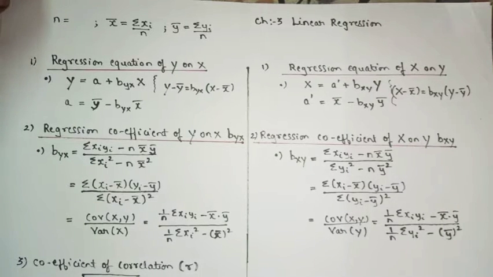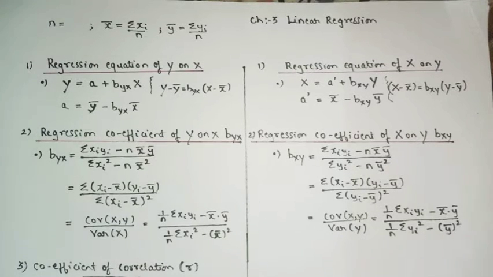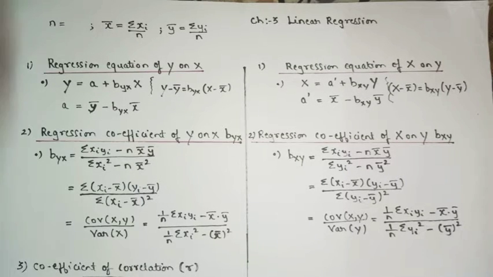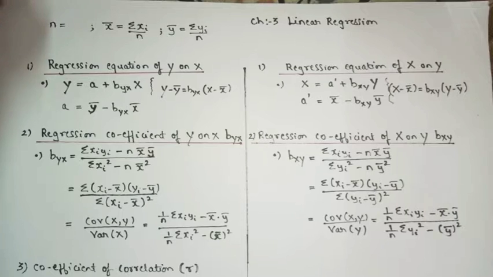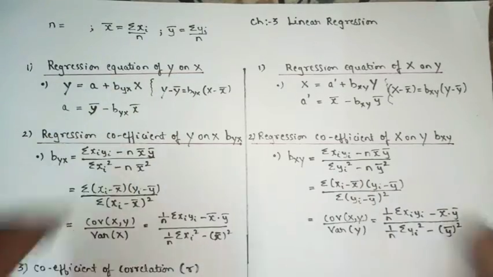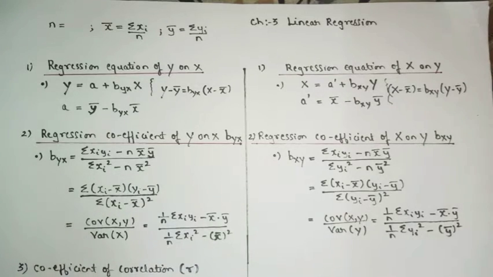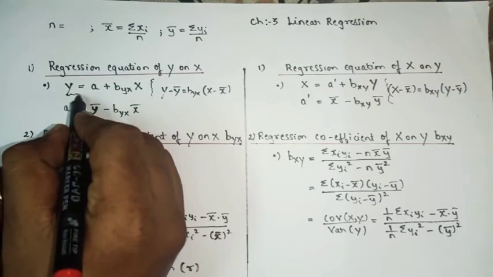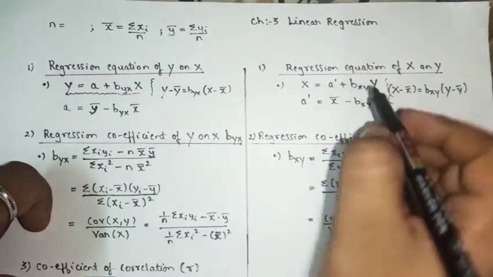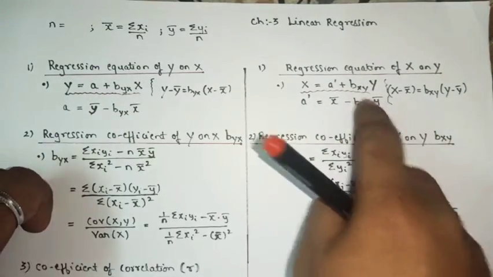So we'll give this exercise number first as type number 1. So instead of saying exercise, I will say type. Okay. So now in the type number 1, we'll see how to find the regression equation. Here we have two regressions of equation. One is y on x and second one is x on y. So this is the actual formula. This is for y on x and this is for x on y.